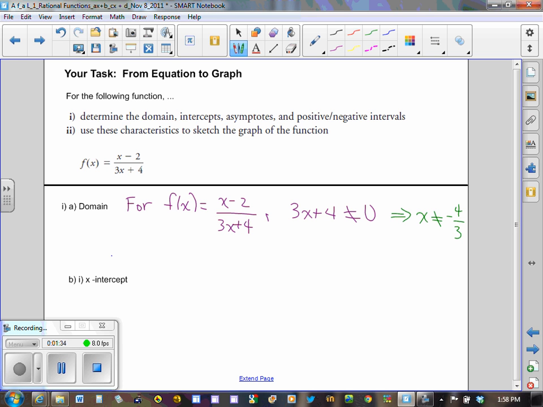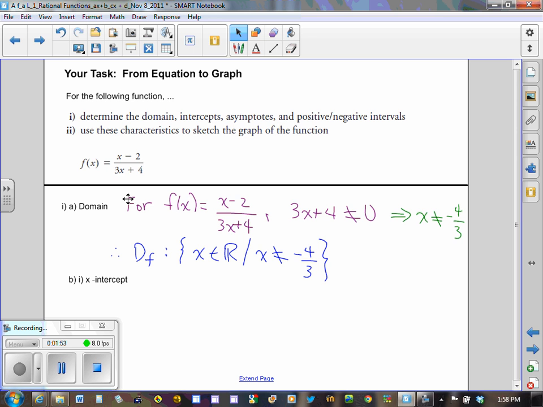So with that being said, we can now come back to addressing the domain. Therefore, the domain of our function f would be the set of all x values belonging to the real number system such that x cannot be -4/3.